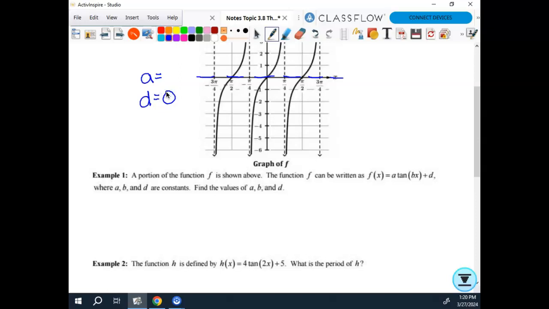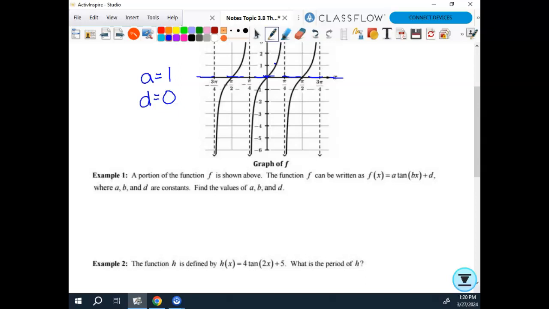A, here's how you figure out A. From the 0 that's on the midline, here's the asymptote. Halfway between the two, you go up. And so halfway, I only went up 1, which means A is 1. Okay? That's how easy that is. I didn't even read the question yet.